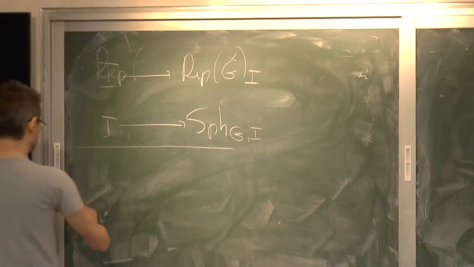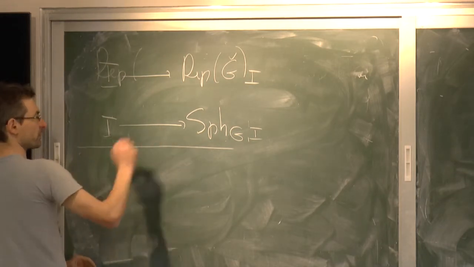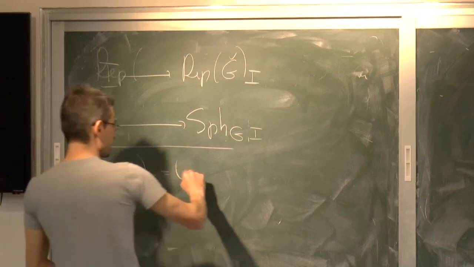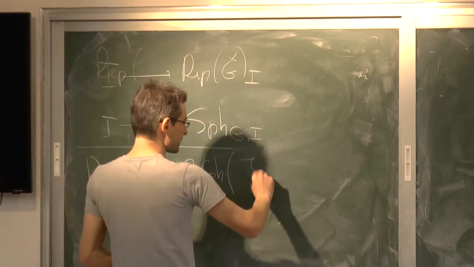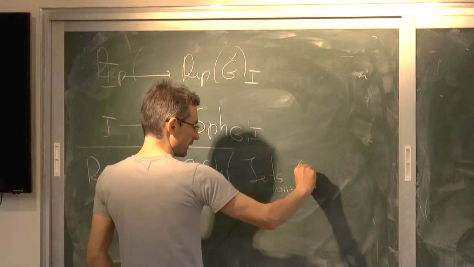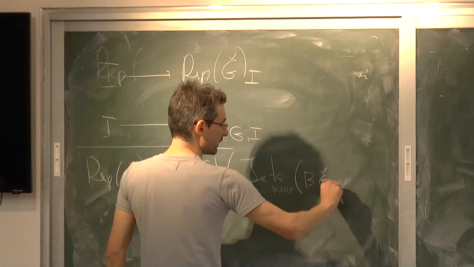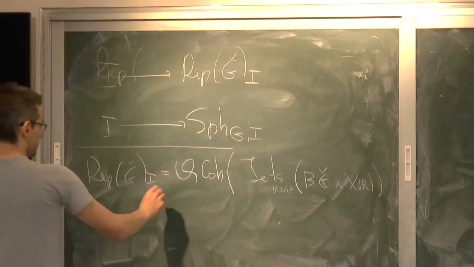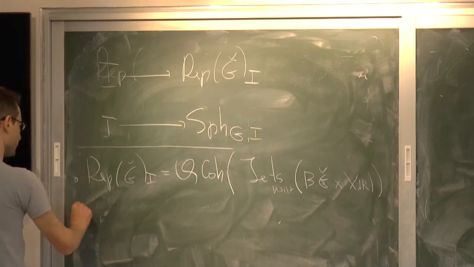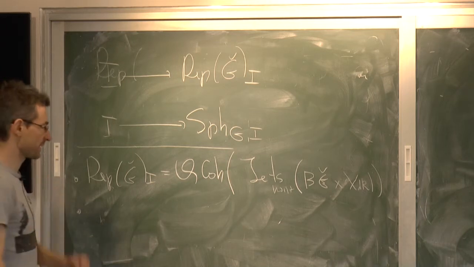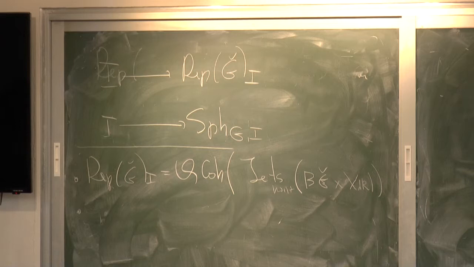Here is how it was defined. From the previous hour, recall that rep G check I was defined as quasi-coherent sheaves on the jets horizontal into BG check times x de Rham. So this is, if you wish, incarnation 1. It's the definition, but there are two more incarnations. The second one will be less handy, but also important. It was mentioned by Sam. I will not prove the equivalence of all three, although it's not very difficult.